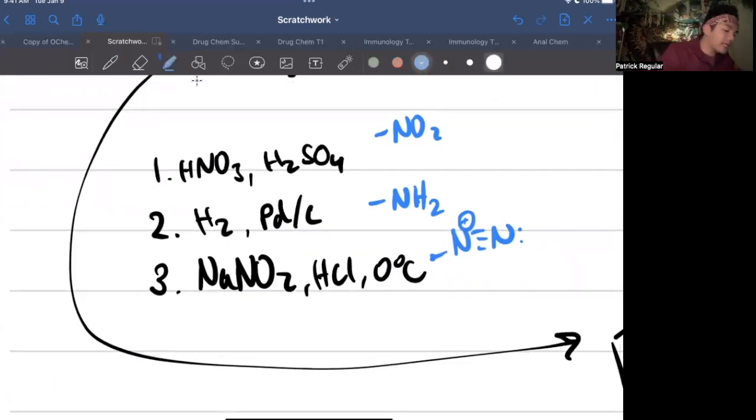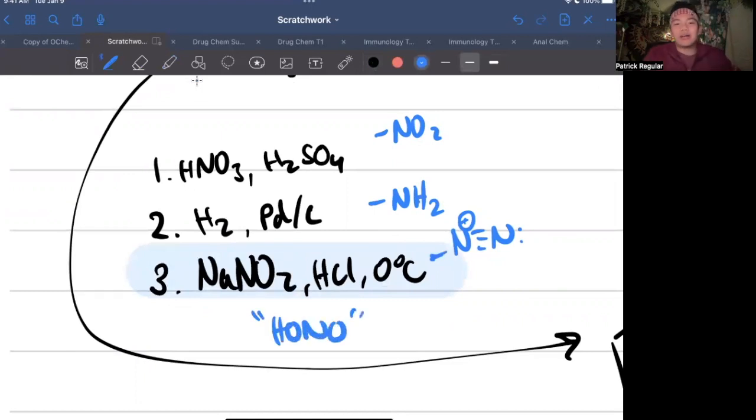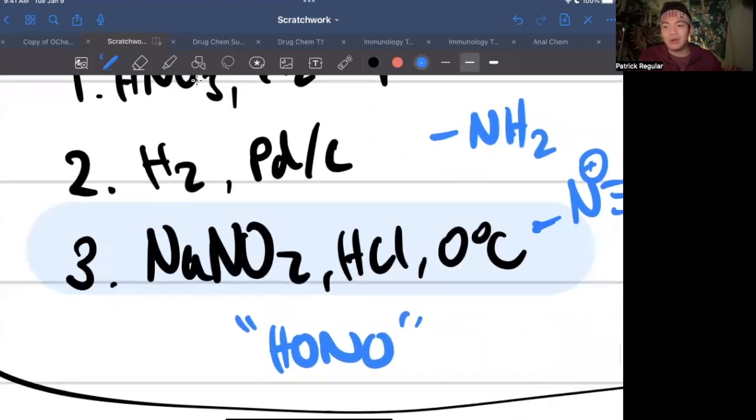And this third one in particular, we just call that HONO. On synthesis, you are welcome to draw it or just write HONO. But on the reactions page where you have like 10 different reactions, you are expected to recognize this as HONO. I want to make that clear. That's a caveat. You are expected to know and recognize this right here.